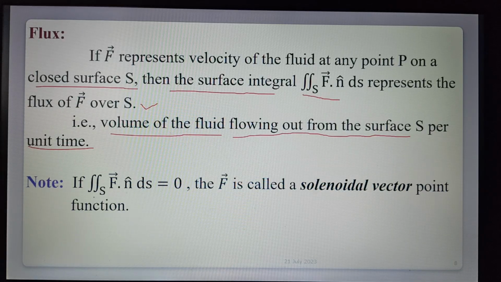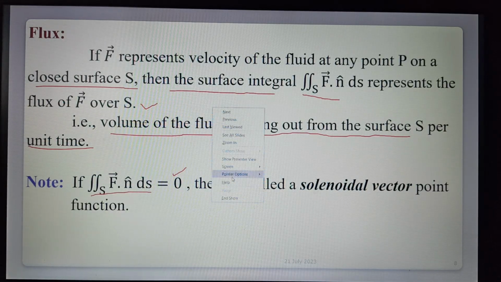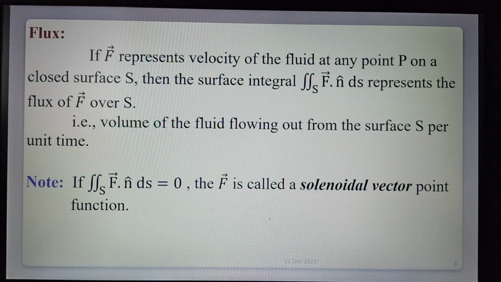So note, if the surface integral is 0, that is, the flux is 0 over S, then the vector f bar is called a solenoidal vector function. When the flux is 0, the surface integral is 0, and the vector field is called a solenoidal vector function. So this is the surface integral representation by flux.